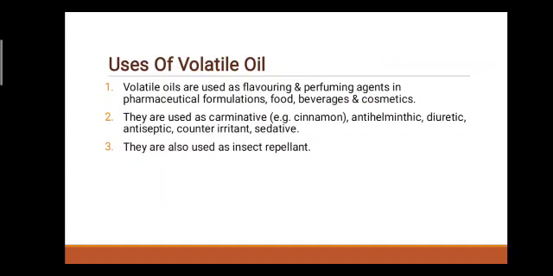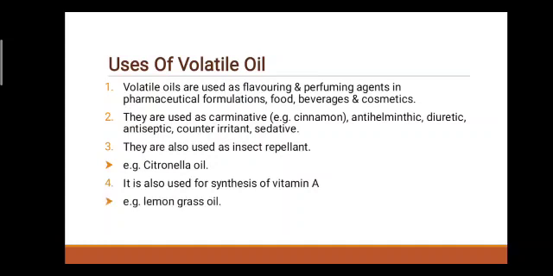Third one, they are also used as insect repellent. For example, citronella oil. Fourth one, they are also used for synthesis of vitamin A. Example, lemongrass oil.